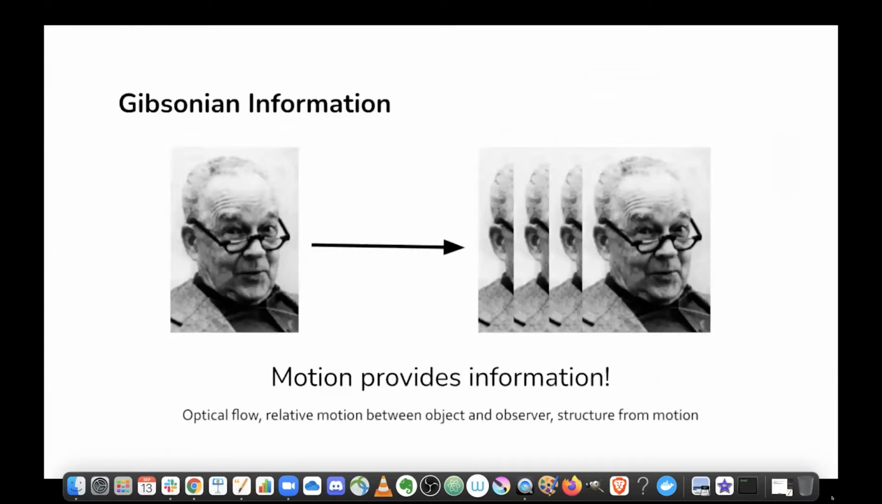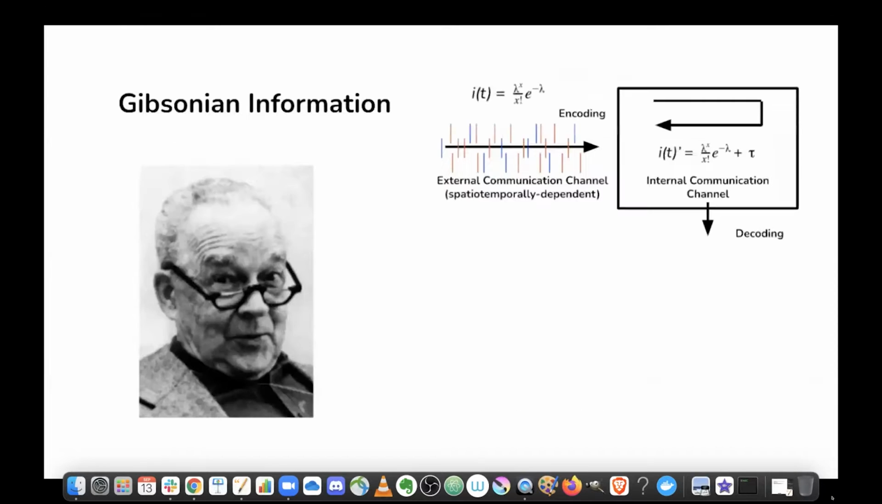Now, Gibsonian information is a little bit different. In this case, we were explicit about motion providing information. Motion can mean a number of things. It can mean something like optical flow. It could also be relative motion between the object and the observer, so an object in the environment versus the observer. If the observer is in different locations, it's a different type of relative motion. And finally, there's structure from motion, and we'll go through some of those examples in a little bit. This is the shorthand for Gibsonian information.